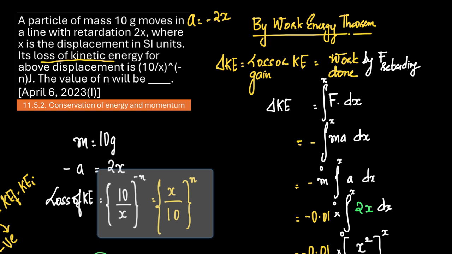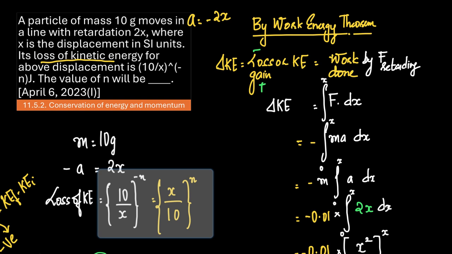Since in this question there is no specific mention of the force, we assume that the only force acting here is the retarding force, and therefore I've written that work done by the retarding force should be equal to the change in kinetic energy, which could be either loss in kinetic energy or gain in kinetic energy. Now, since it is retardation here, definitely this change in kinetic energy has to be loss or negative.